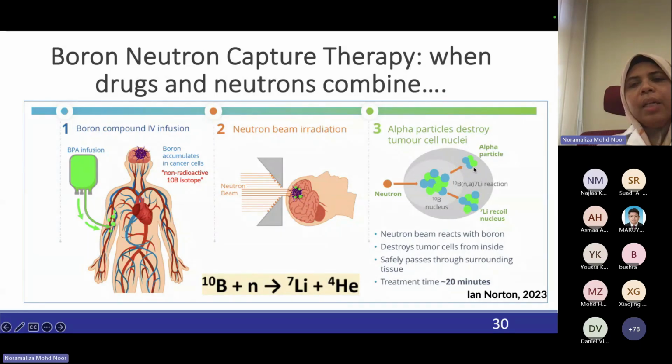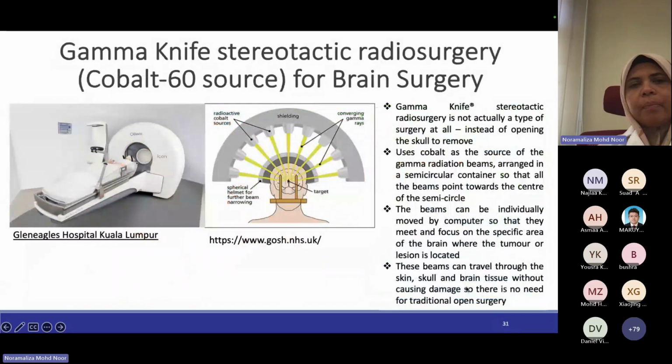And this alpha will interact with the cancer cell. We know that the alpha particle travels a very short length. That's why it can damage the cancer cell in a very precise and effective way. Usually the treatment time is about 20 minutes.